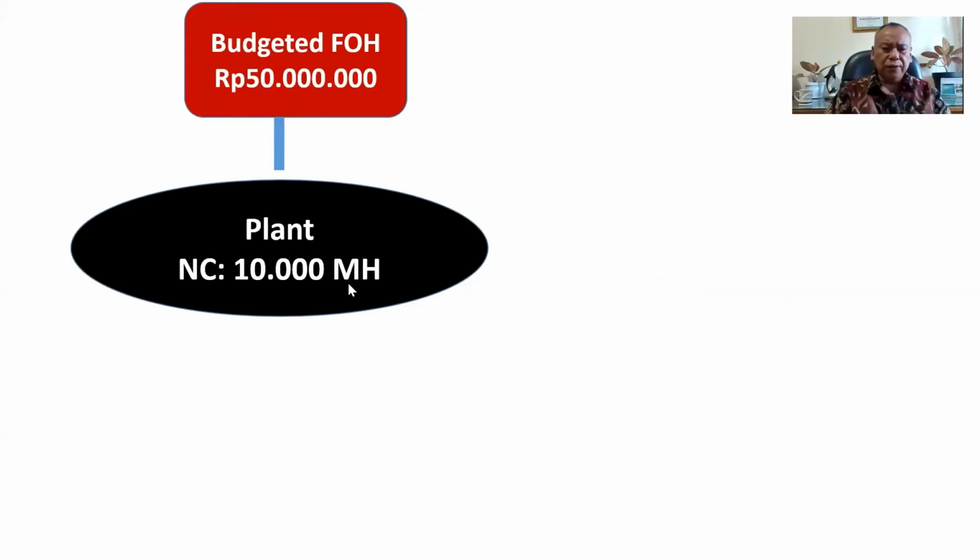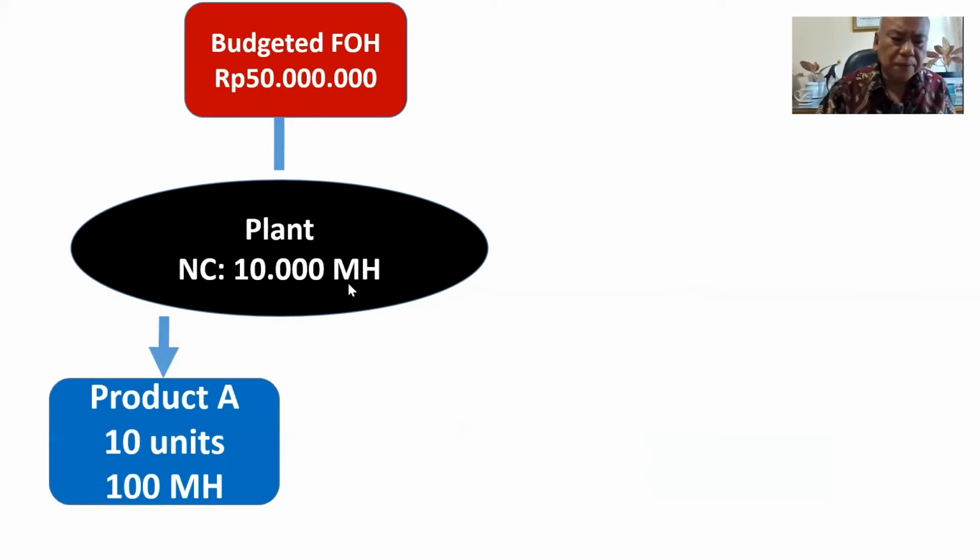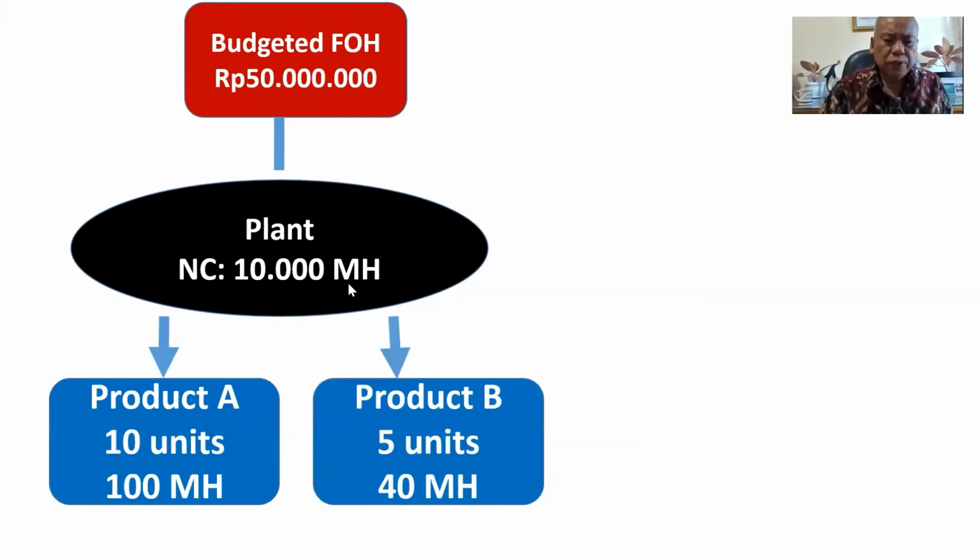And then we need to find the normal capacity. For example, the normal capacity is 10,000 machine hours. And then from the cost pool, we assign to each kind of product. For example, we produce product A, 10 units, and it takes 100 machine hours. And then we produce product B, 5 units, and it takes 40 machine hours.